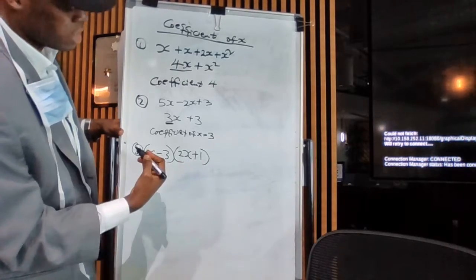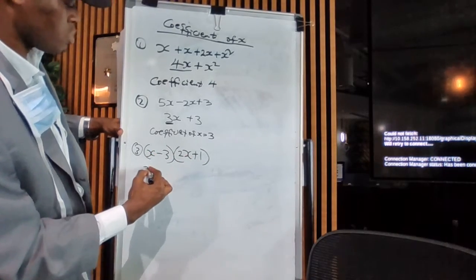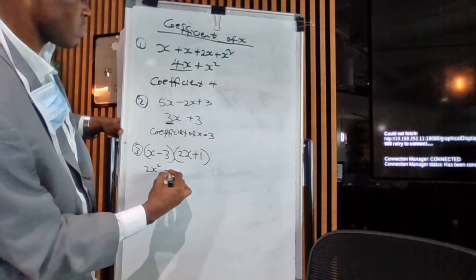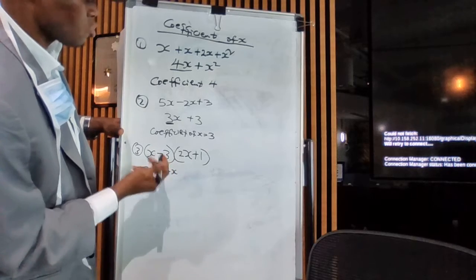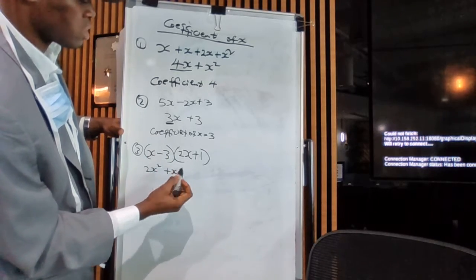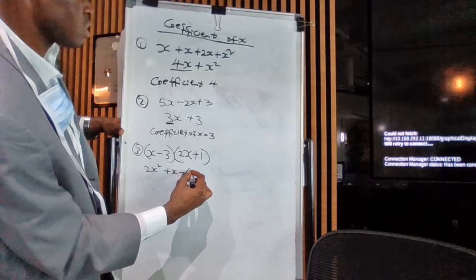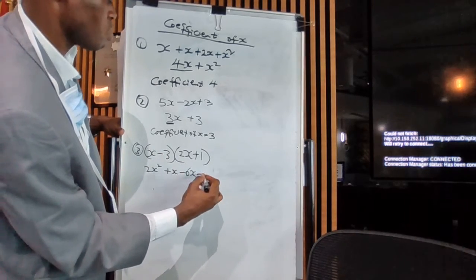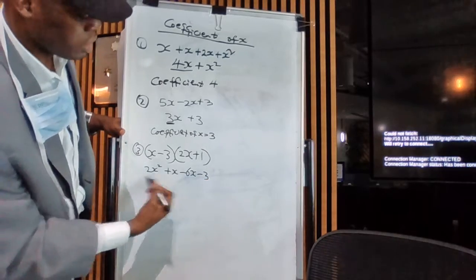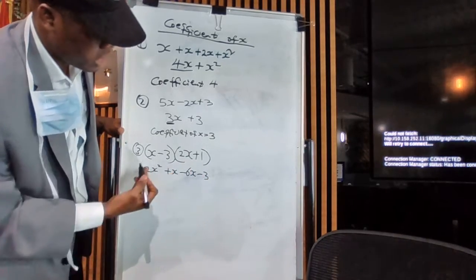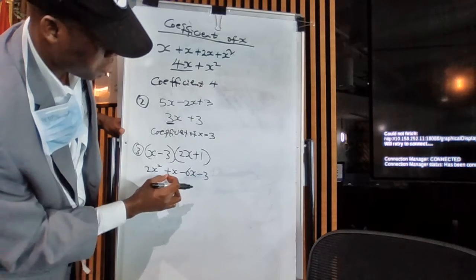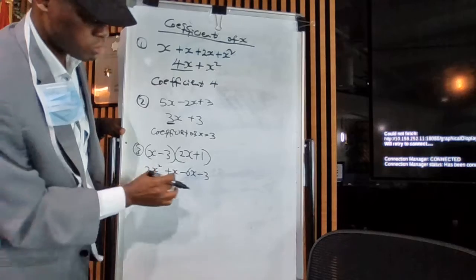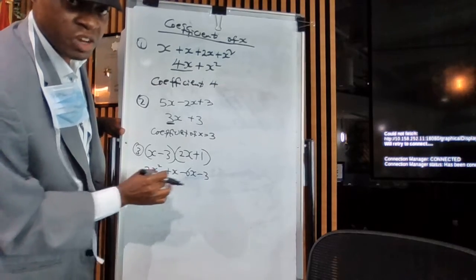Just open the brackets. S times 2s, that will be what? 2s squared. S times plus 1 is what? Plus s. The next one is minus 3 times 2s, which is what? Minus 6s. Minus 3 times plus 1, which is what? Minus 3. Now let's look at it. We have opened the bracket. S squared is different. It's a different entity. They are not similar.